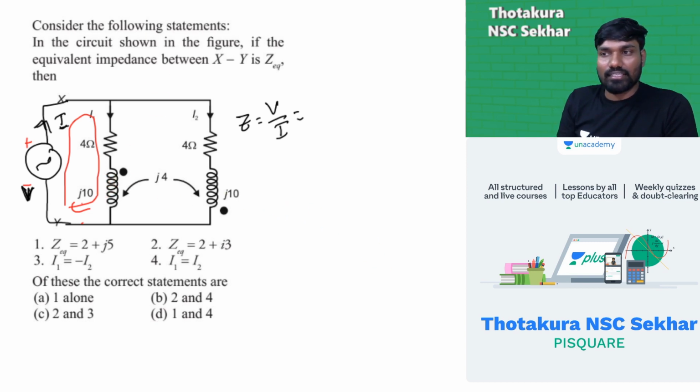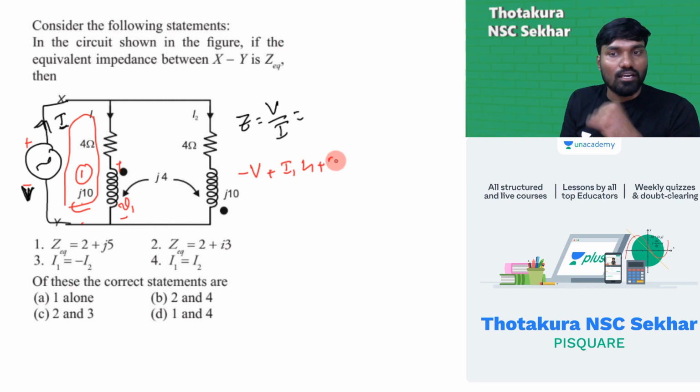For this you write the KVL equation. For loop 1, I am writing with red: minus V at an angle 0, and this current is I1. So plus I1 into 4, plus this will be V1, so plus V1. Now what is the value of V1?